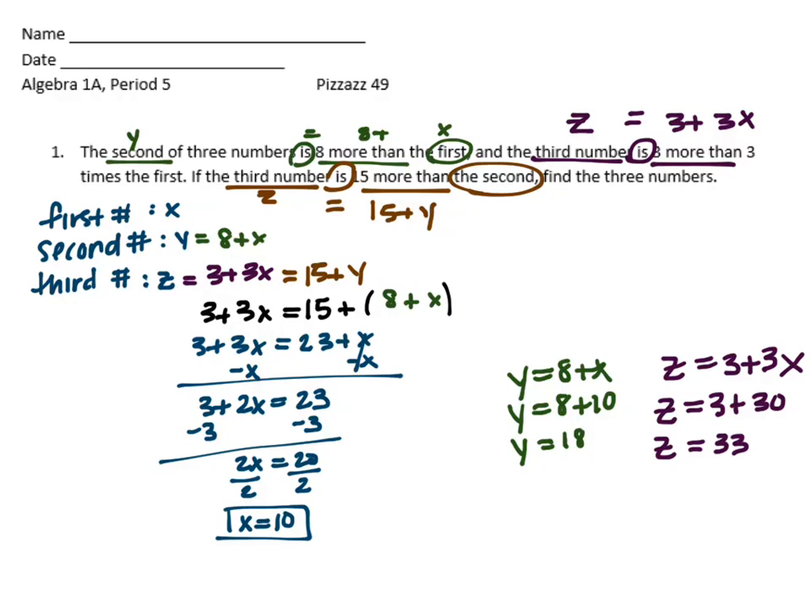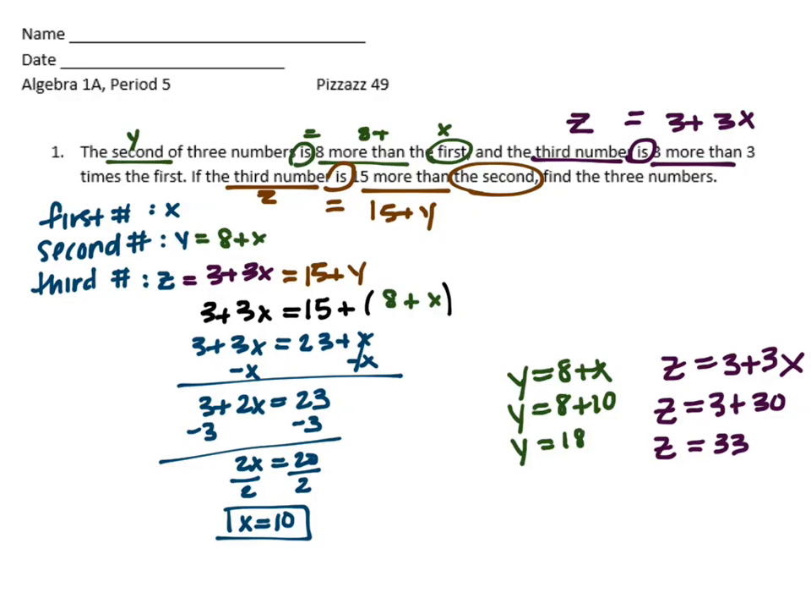Now, that tells me that I found all three of these numbers. And I'm going to go ahead and make sure that on the page these three numbers match up to my pizzazz answers. In this case, it's a little bit more challenging to double check if the answers are correct. But I can go ahead and make sure that if z is equal to 15 plus y, I can also check that 15 plus 18 is equal to 33. And in fact, it does check out.